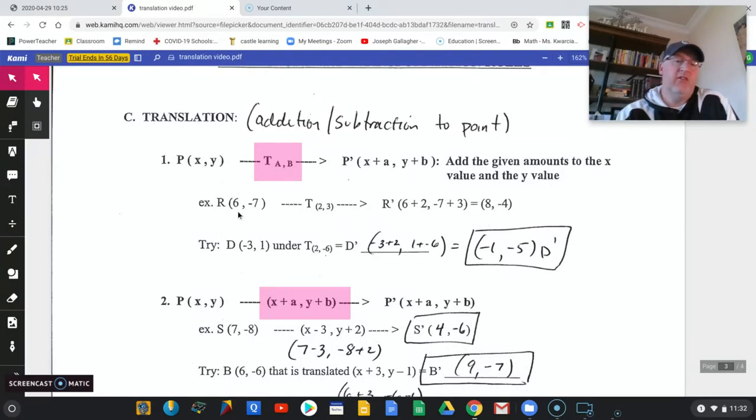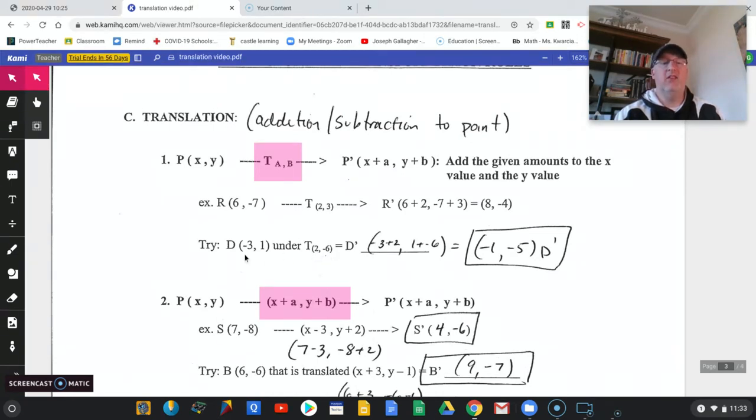For example, if I give you the point R, which has the coordinates 6, negative 7 to start with, and I want you to translate it with the rule of capital T 2, 3, that just tells me I want to move right 2, up 3. Right 2 means I'm going to add 2 to the 6, so 6 plus 2 is 8. I start at negative 7 with the Y and I go up 3, so negative 7 plus 3 is negative 4. If you try it with negative 3, 1 under the translation of 2, negative 6, that tells me to start at point D, move right 2, down 6.